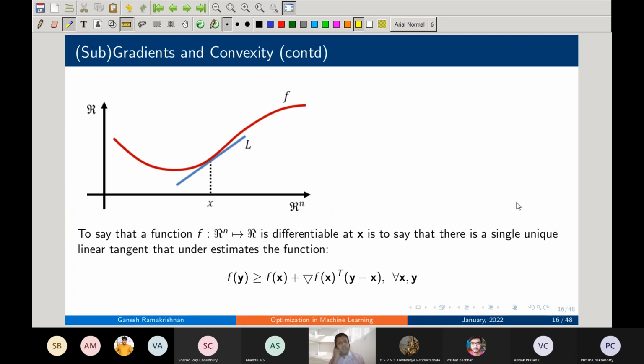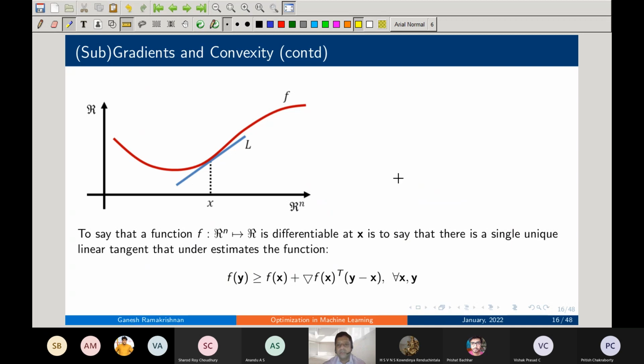So this helps us move to the next topic, which is subgradient. To say that a function is differentiable is basically to say that there is a supporting hyperplane, or a linear tangent, that estimates the function, right? But if the function is convex but not differentiable, can we have a similar notion? And it turns out that the answer is yes.